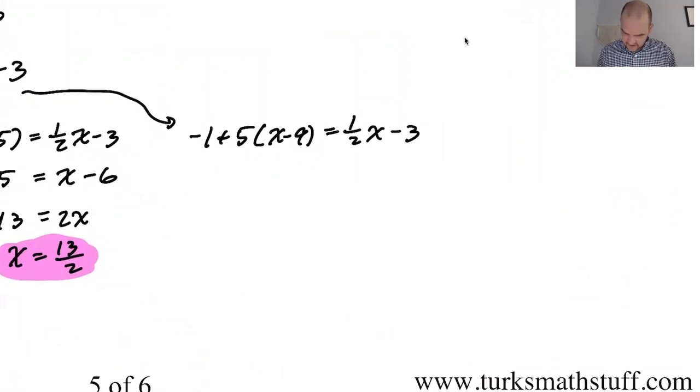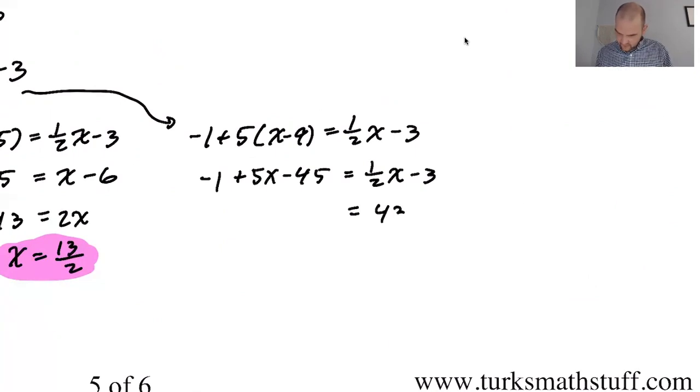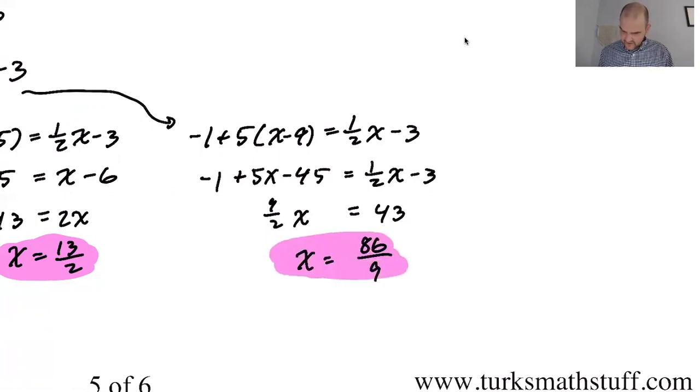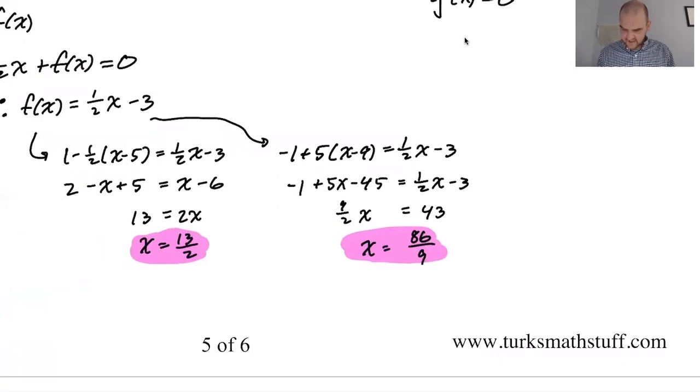Here, should I multiply by 2? I don't know. Negative 1 plus 5x minus 45 is 1/2 x minus 3. Add 46 to both sides gives me 43. And then if I subtract, that's 10 minus 1, which is 9/2 x. So x is 86 over 9. Well, 81 over 9 would be 9, and then you have another 5. It's basically what I was expecting, like 9.5.